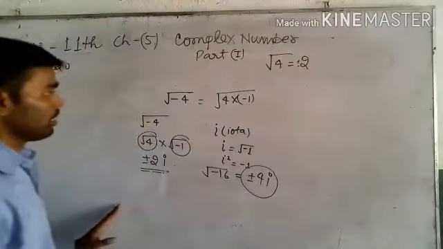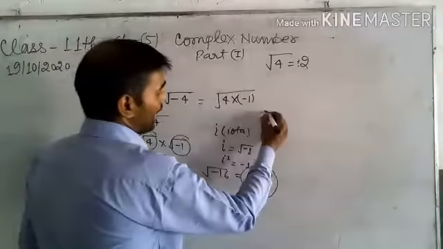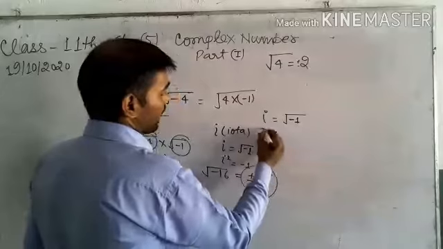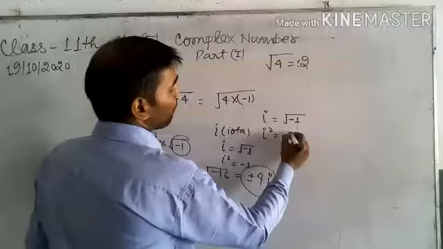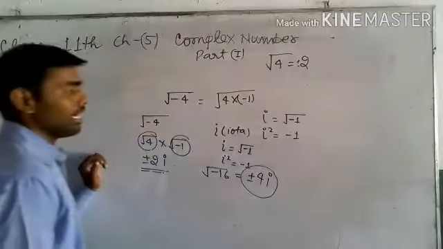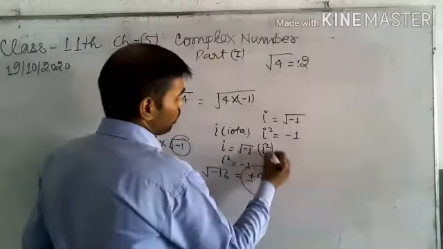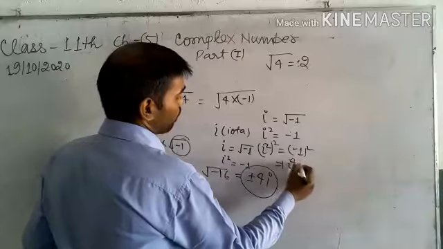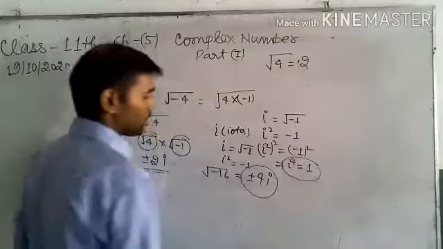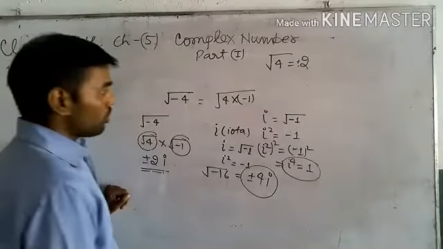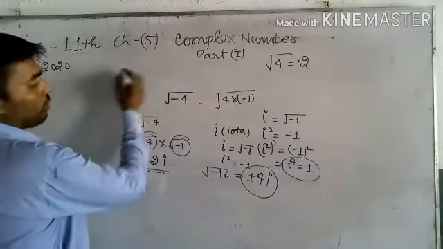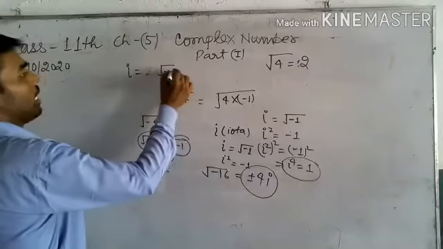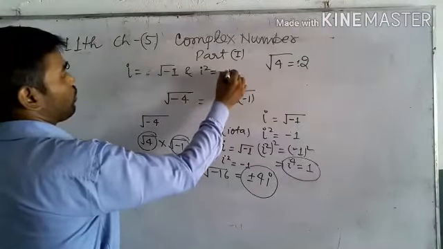So this is a very useful concept. i is equal to root of minus 1, and i square is equal to minus 1. And i square whole square is equal to minus 1 square. It means i to the power 4 is equal to plus 1. So here we use the concept i is equal to square root of minus 1, and i square is equal to minus 1.